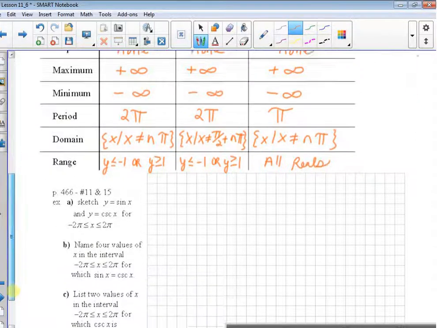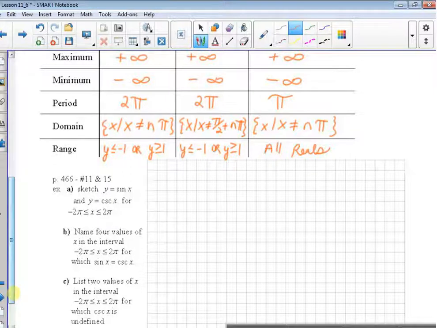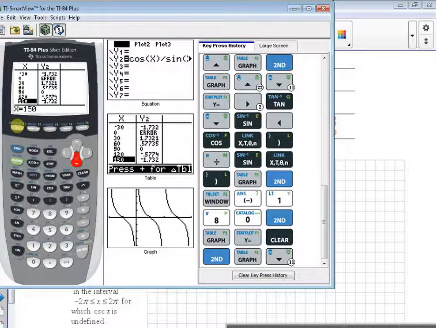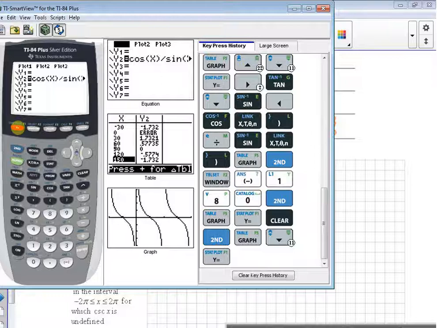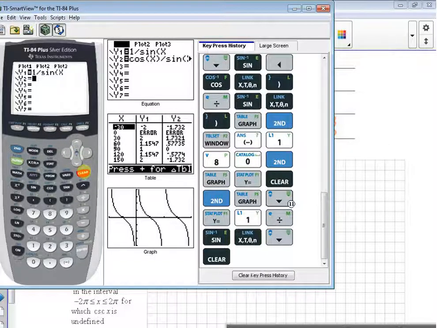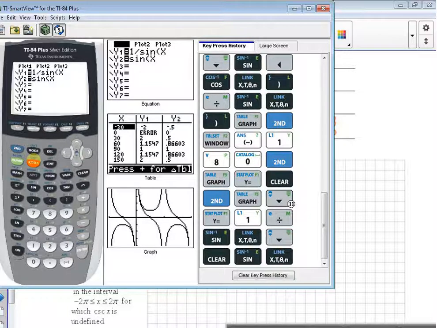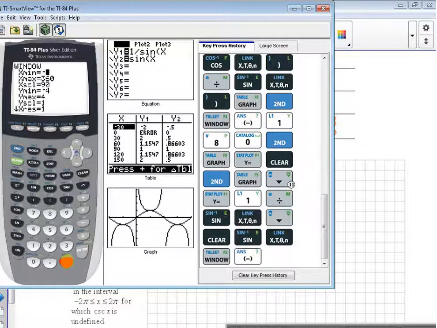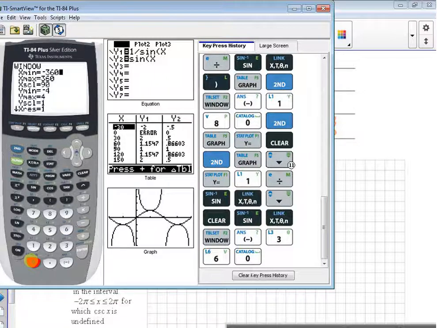Okay, so we already graphed the sine and the cosecant together. All I need to do is look for answering these questions. Name 4 values of x in the interval for which sine x equals cosecant x. It might be a good idea for you to practice drawing it again, though, on your own. I'm going to go back and just put in here sine, 1 divided by sine, and then sine again. And I'm going to change my window to go from negative 360 to positive 360 and take a look at that graph.